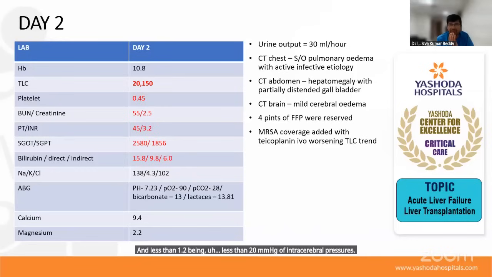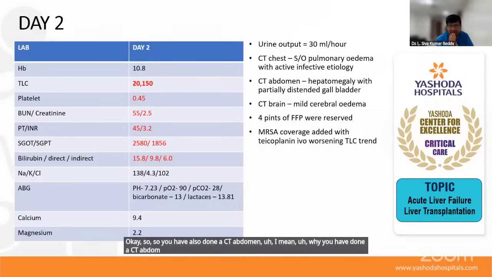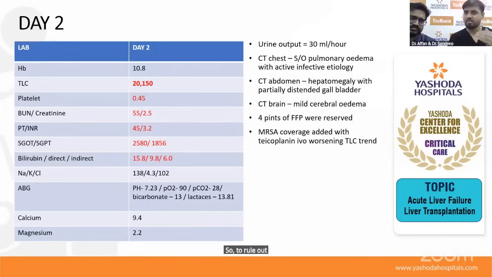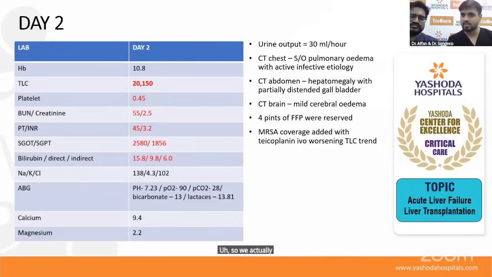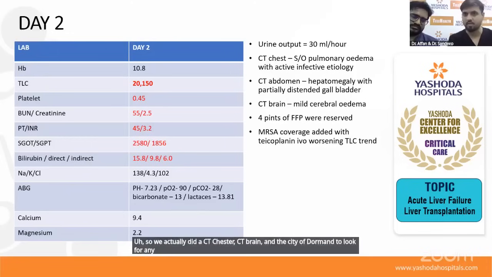Okay. So you have also done a CT abdomen. Why have you done a CT abdomen in this patient? To rule out, actually, because the leukocytosis was worsening despite the broad antibiotic coverage. So we did a CT chest, a CT brain and a CT abdomen to look for any infective cause in this case, sir.